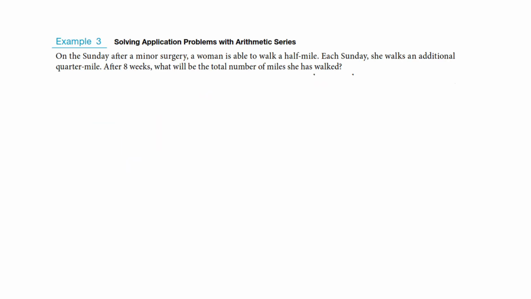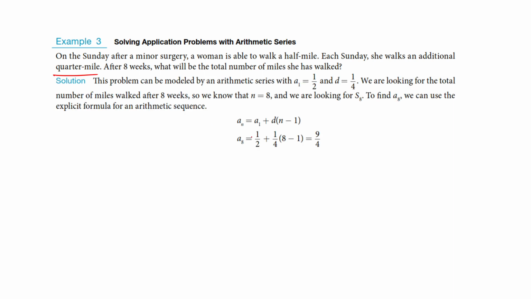Okay, we've got some more applications here with arithmetic series. We've done this before, but now we're going to do it with this new idea of summing the first terms in the sequence. So this woman has surgery, and she walks a half mile. Then each week she's adding a quarter mile. So if we keep adding the same thing over and over, we're doing an arithmetic sequence. So here's our formula for an arithmetic sequence. Our difference is going to be 1/4. She adds an additional quarter mile.